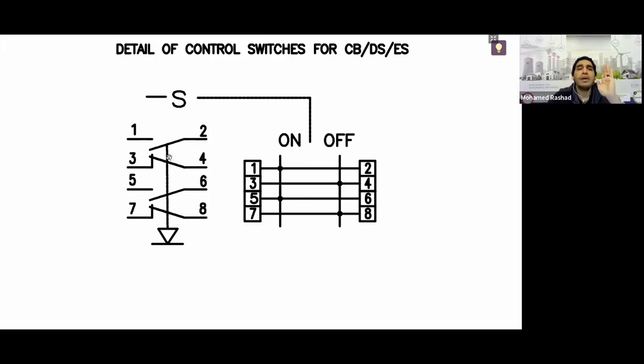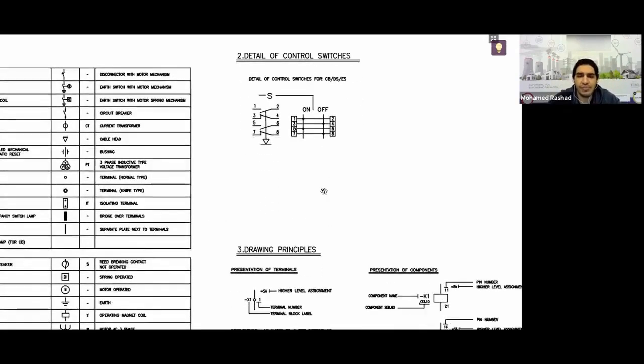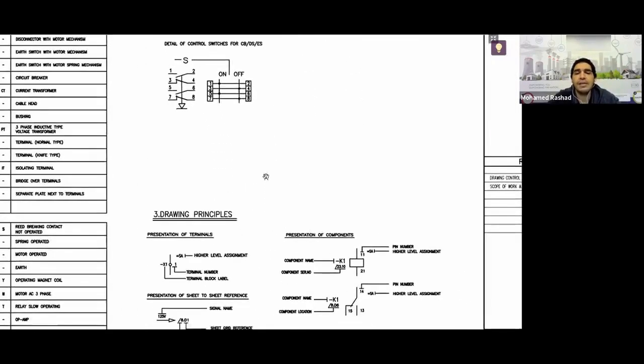Is that clear? 1, 2, 5, and 6 are in the open position. When do they change their position? In the on position, 1 and 2 close, and 5 and 6 close. All right, nice. Very good. Of course, 3, 4, 7, and 8 open, depending on what we will see. Inside, we will encounter many of them. So we will see inside how it actually looks. Is that clear? Nice.